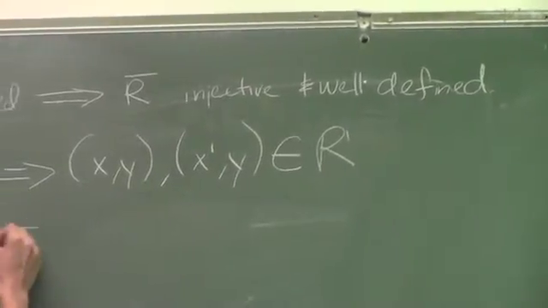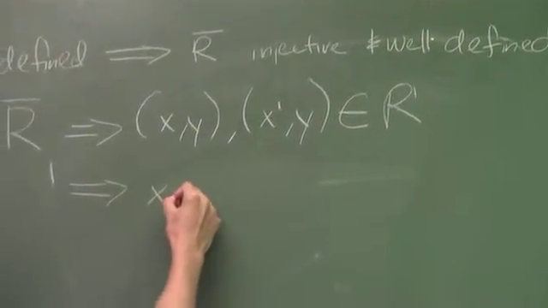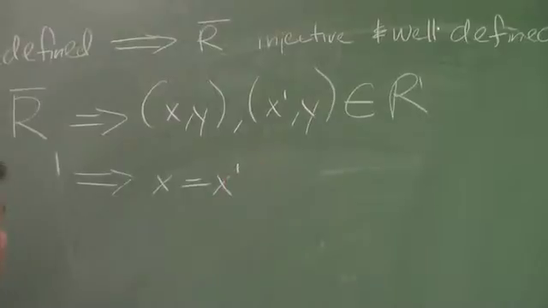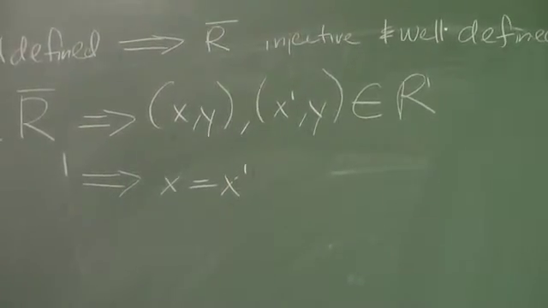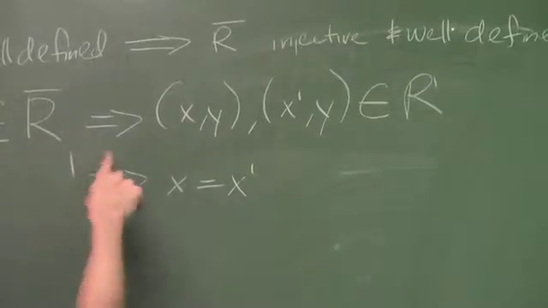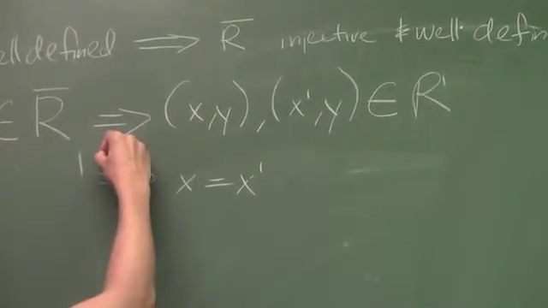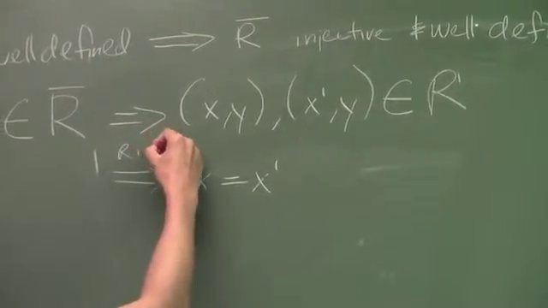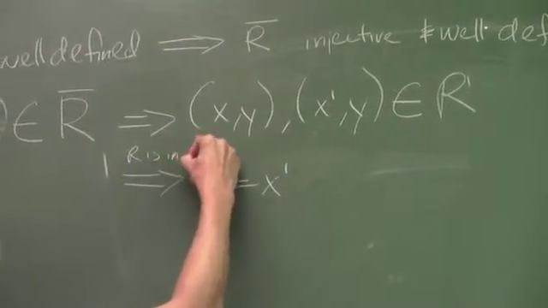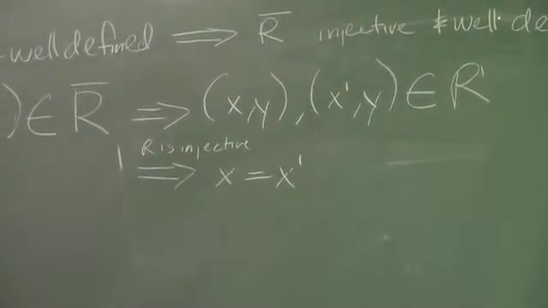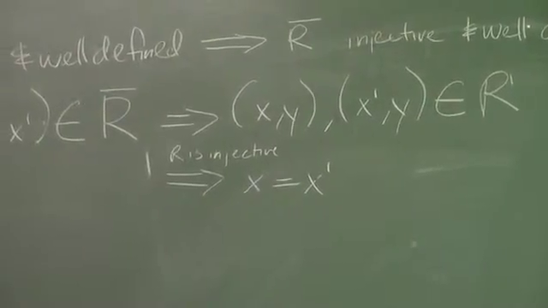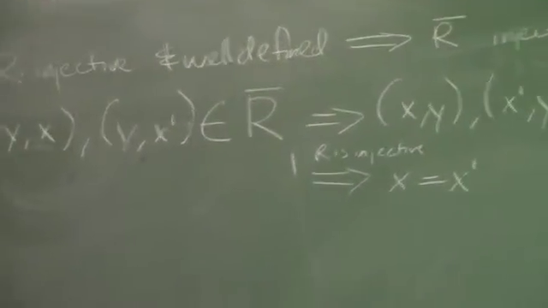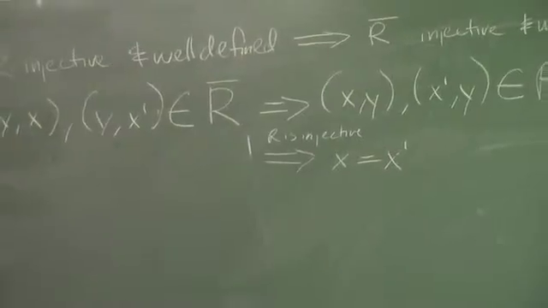That implies x is equal to y, right? Wait, x equals x prime, right? Yeah, that's what I meant to say. And under the implies sign, or above it, you can write R is injective. If you have x, y and x prime, y in R, because R is injective, it implies that x is x prime.